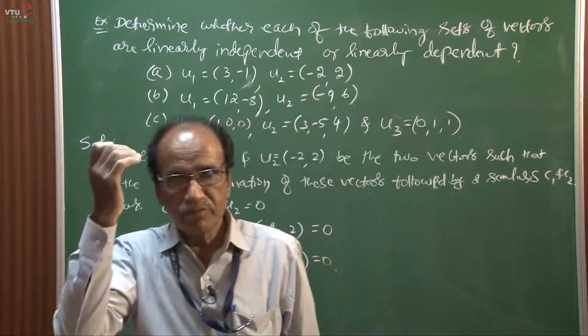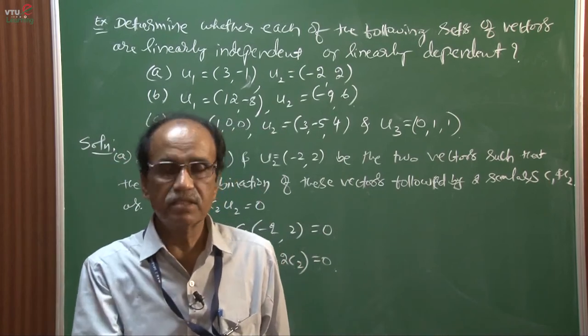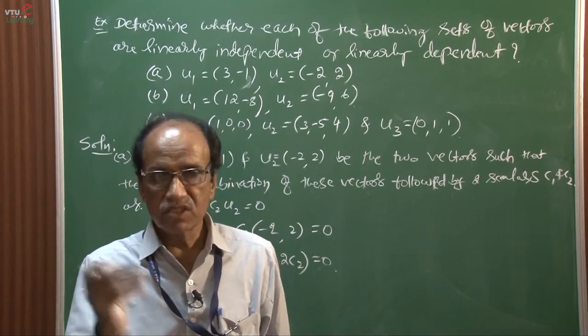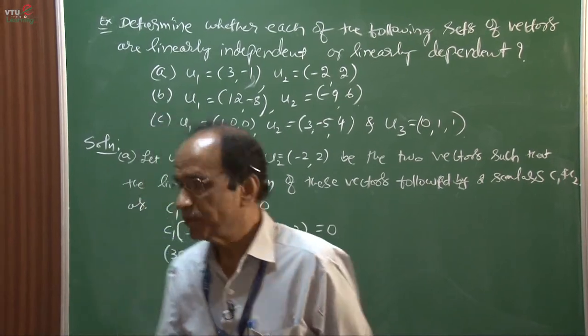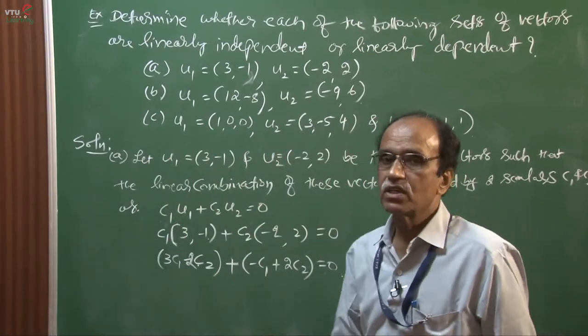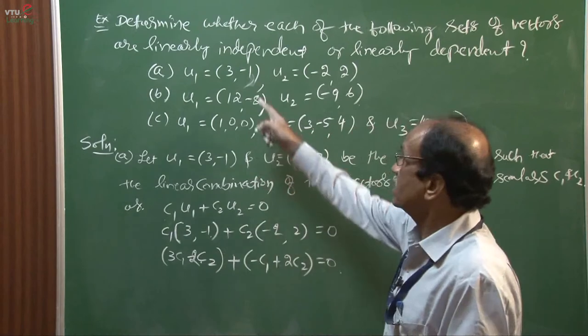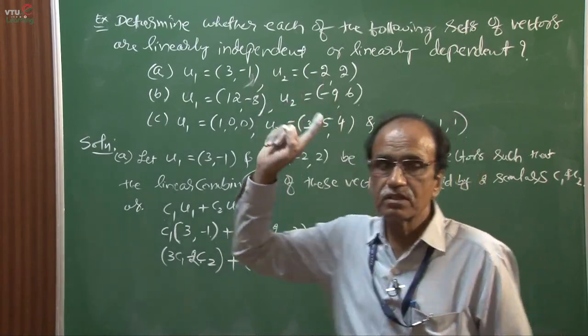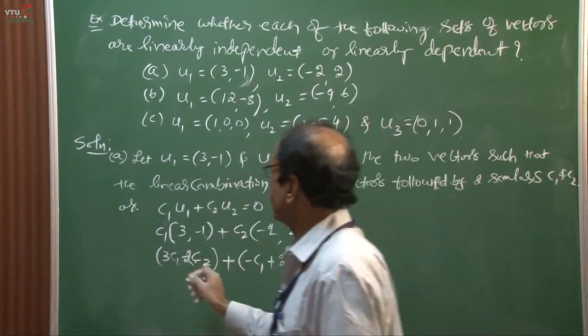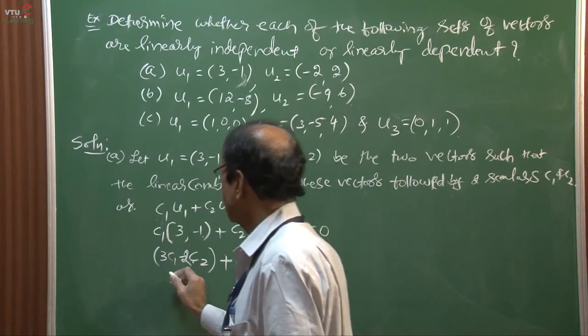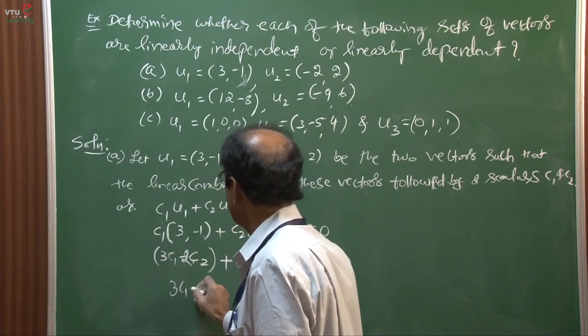Linearly independent means you must get the trivial solution. Trivial solution means c1 equal to 0 and c2 equal to 0. But actually, when you calculate the values of c1 and c2 for the given two vectors with the numerical values.